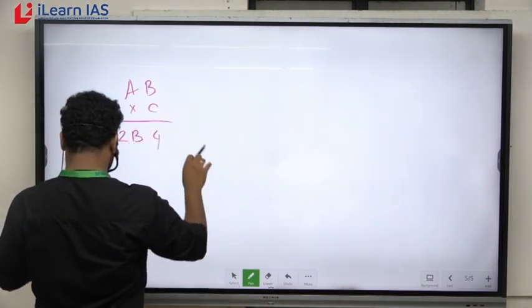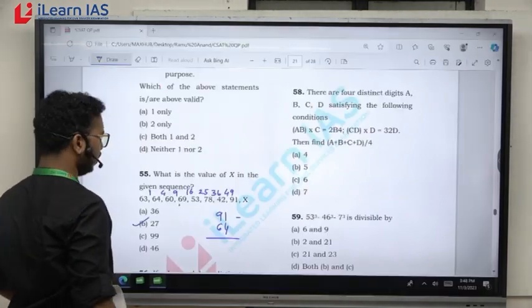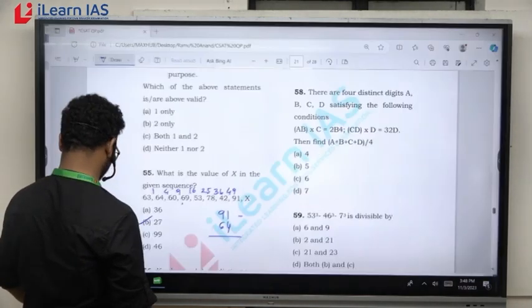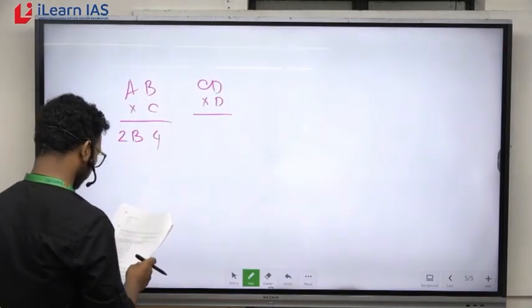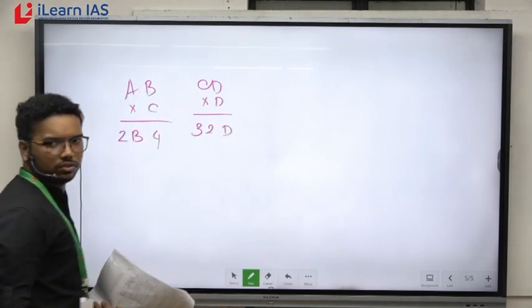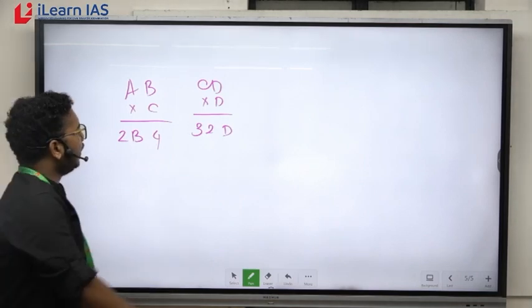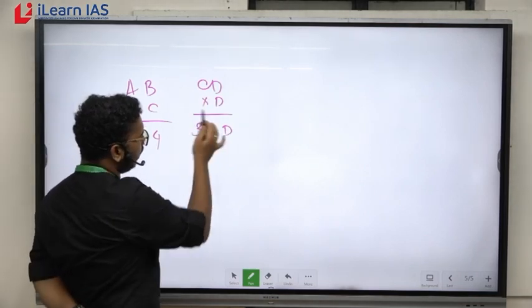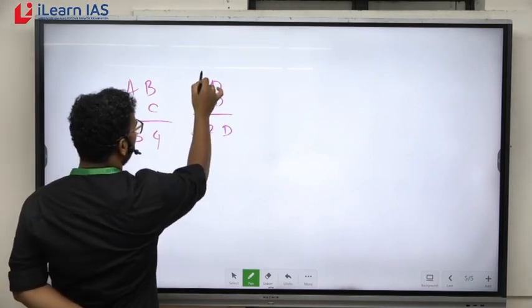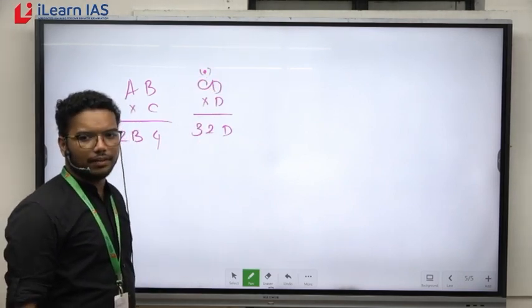And CD into D equals 32D. So ഇവിടെ നോക്കൂ, D into D equals D. Okay, D into D equals some number D and some carry over A. ഞാൻ A എന്ന് എടുക്കുന്നു. ഓക്കെ, ഇതിനെ സാറ്റിസ്ഫൈ ചെയ്യുന്ന ഡിയുടെ വാല്യൂ എന്താണ്?